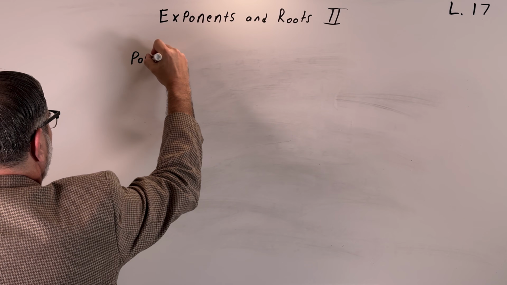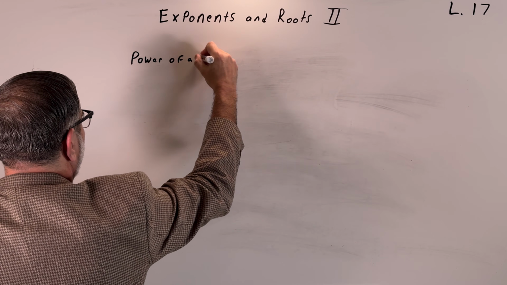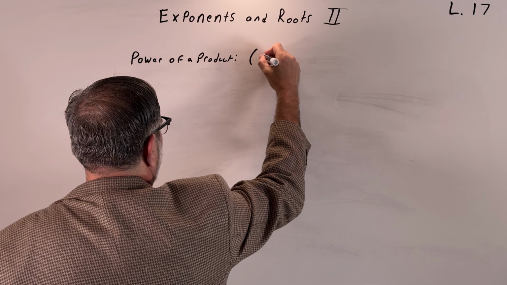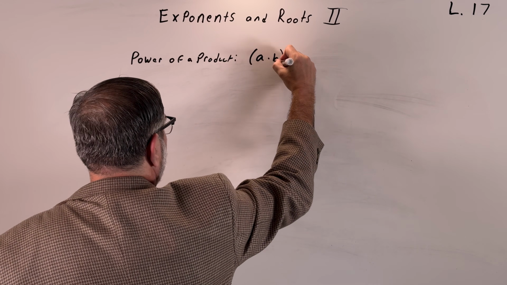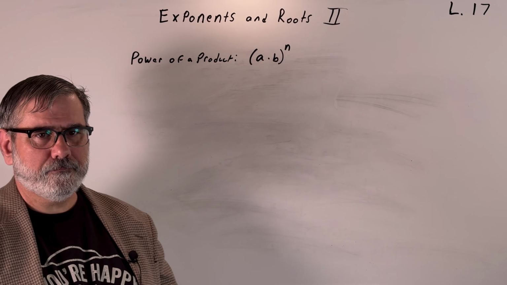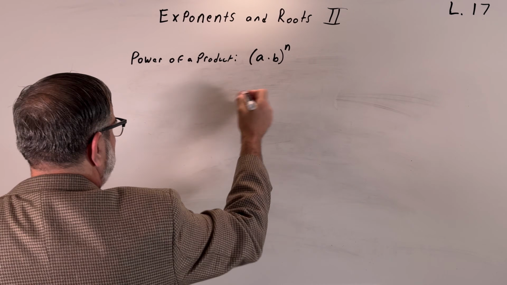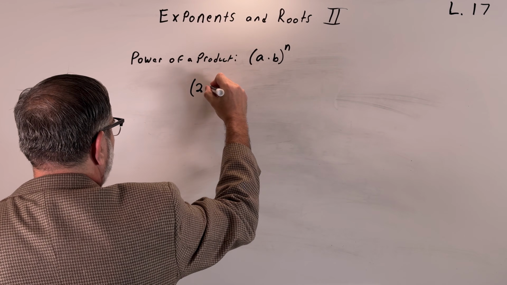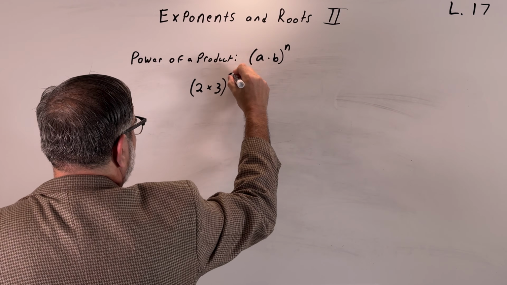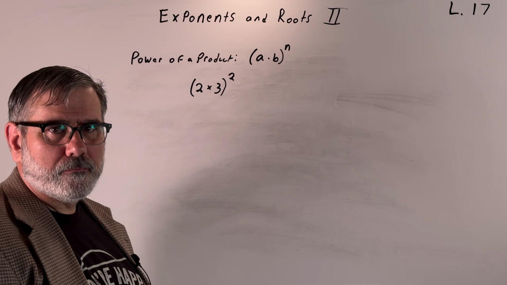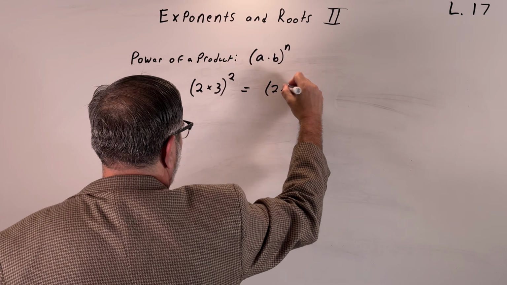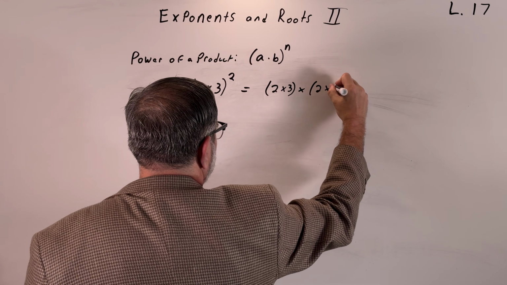The next rule I'm going to call power of a product. And so what we're looking for here is to be able to answer the question, what if I have a times b raised to the n power? How do I deal with that? Let's try a simple example, see if we can figure that out. Let's do 2 times 3 raised to the, let's just square it, the 2 power. Well, we know how to do squares. That's going to be 2 times 3 times 2 times 3.